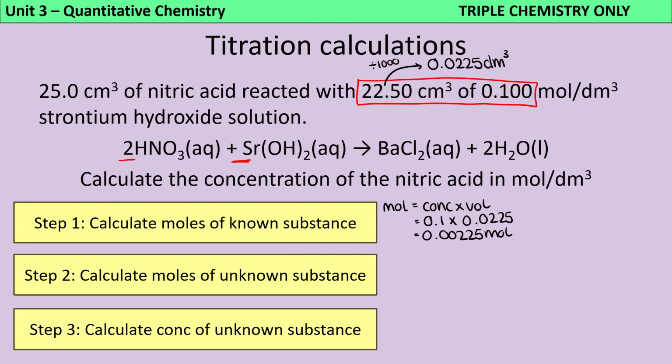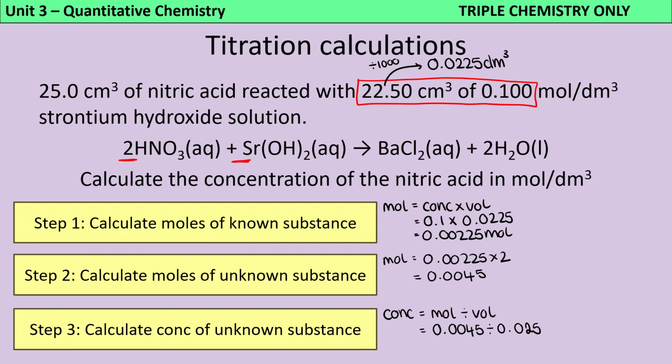Then I'm going to look at the coefficients in my symbol equation, and I can see that I need twice as many moles of nitric acid as I have strontium hydroxide. So therefore, in this instance, I'm going to double this. Then I'm going to take this together with the 25 centimetres cubed of nitric acid to work out the concentration of that final solution. So I do 0.0045 divided by 0.025 because of course that one needs to be in decimeters cubed as well, and I get a final concentration of 0.18 moles per decimeter cubed.